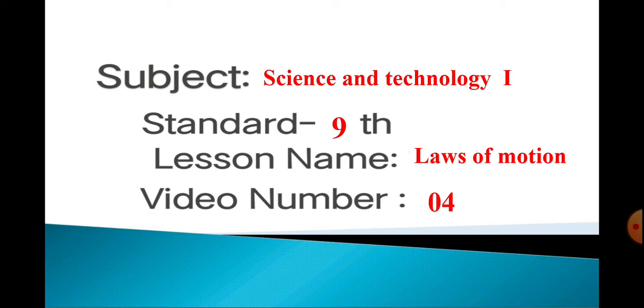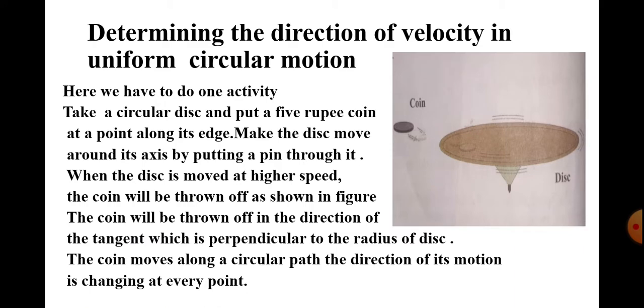Today we are going to learn Subject Science and Technology Part 1, Standard 9, Lesson name Laws of Motion. Video number 4. Determining the direction of velocity in uniform circular motion. For this we have to do one activity.